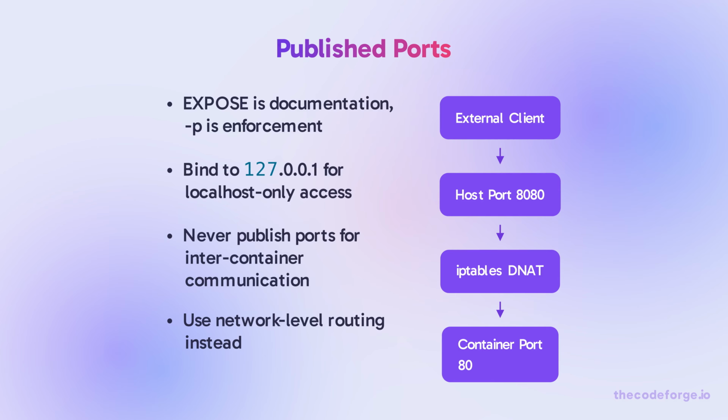EXPOSE in a Dockerfile is just documentation. To make a port accessible from outside the host, you need -p at runtime. Bind to 127.0.0.1 for local host-only access. For inter-container communication, use network-level routing, not published ports.